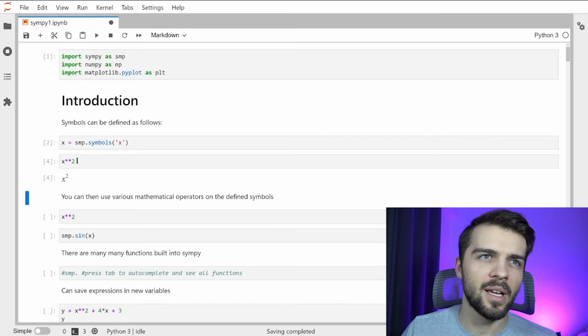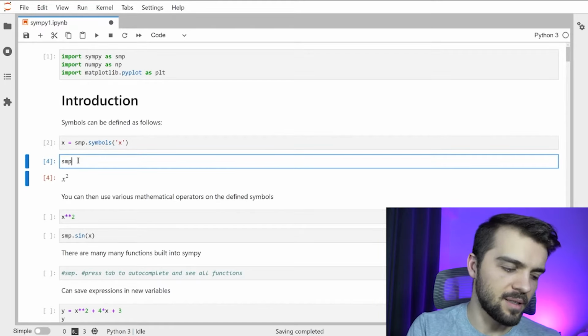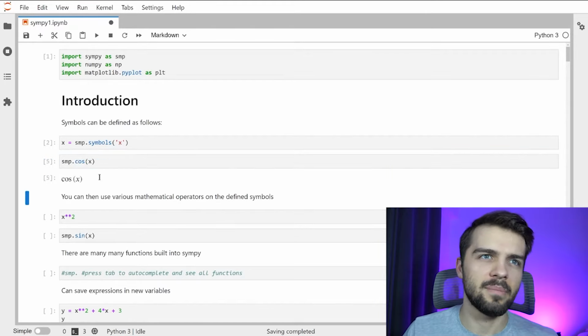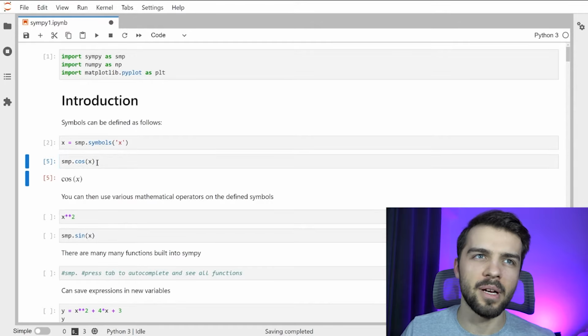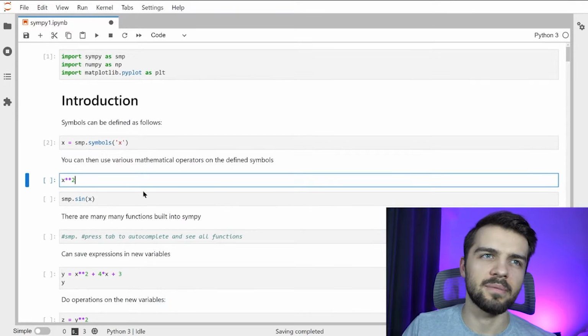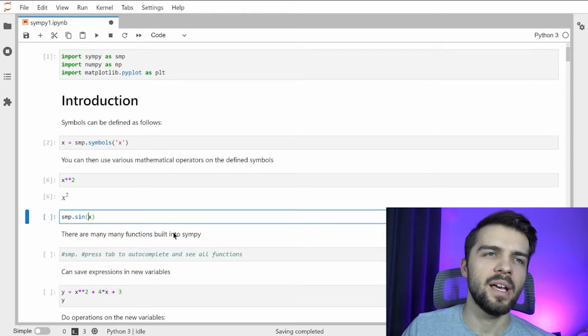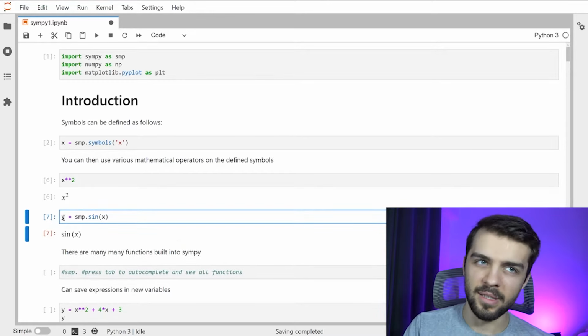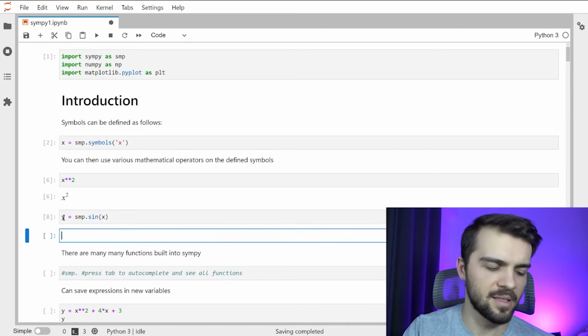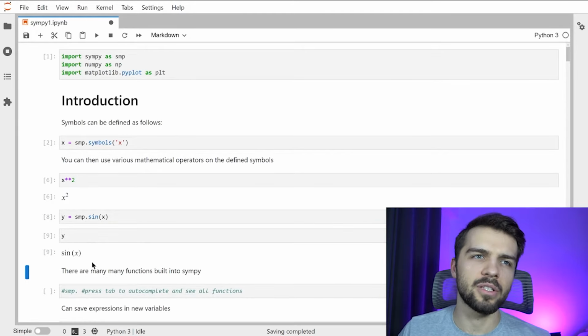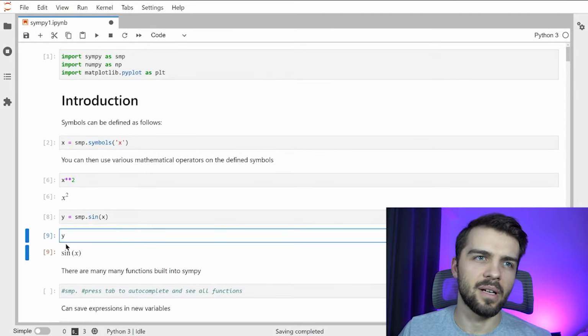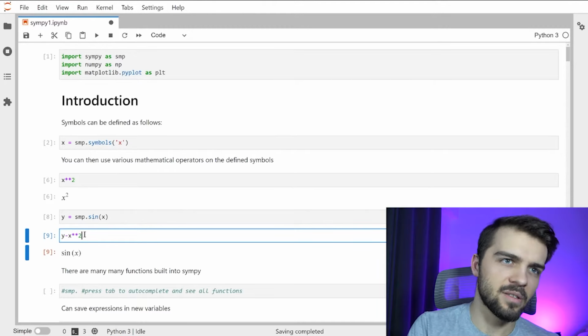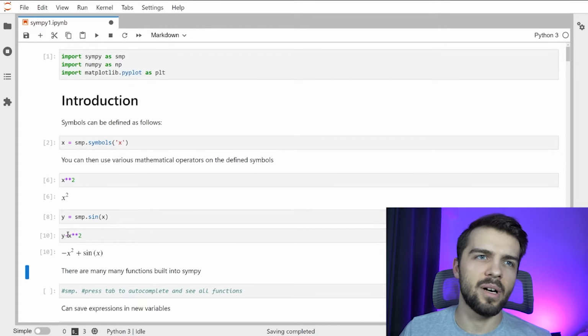We can square them. We can, you know, take the cosine of x, for example, and it shows up as another expression. That's sort of what I do here. So I can take x squared, it'll show up as something. I can take smp.sin(x), and I can set other variables equal to this. So I can say y is equal to smp.sin(x), then I can print y, and y shows up like that. I can also do y minus x squared. And so y, of course, is sin(x), minus x squared, and I get things like this.